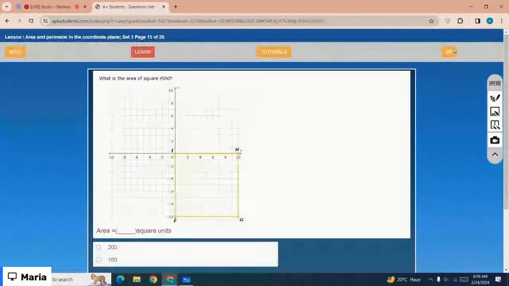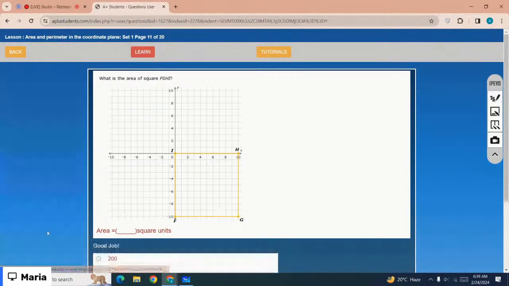What is the area of square FGHI? So which is the correct option? Yes, that is 10 times 10. The correct option is 100, right? Okay, you can complete the lesson by yourself later today.